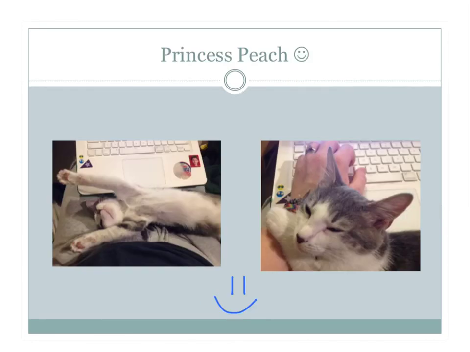It's Princess Peach. Hello, Peach. Some very cute activities she decided to pursue while I was working on my computer tonight.